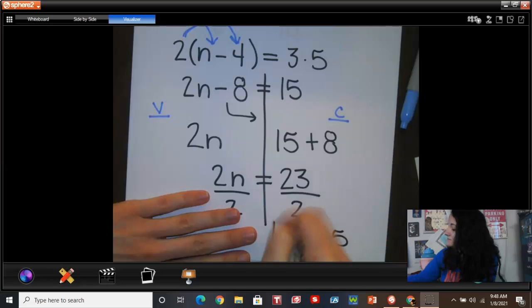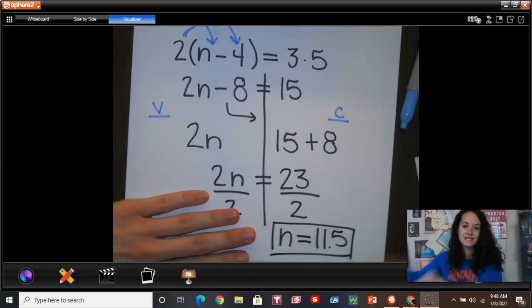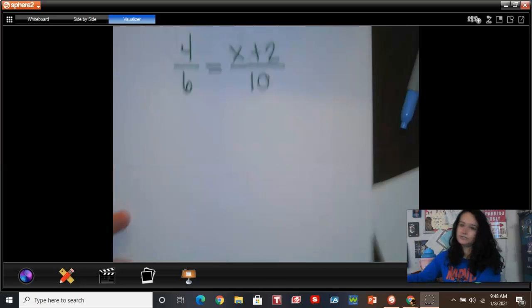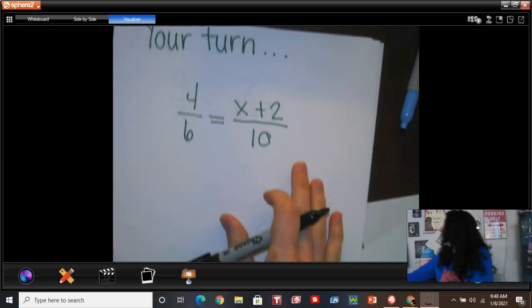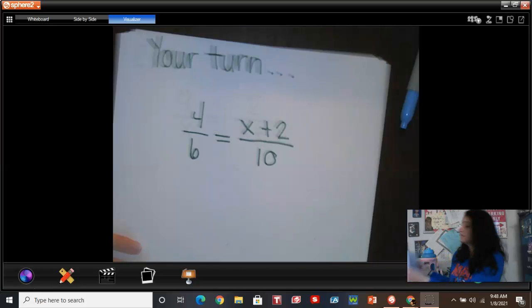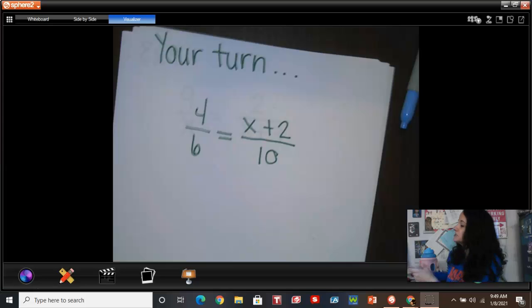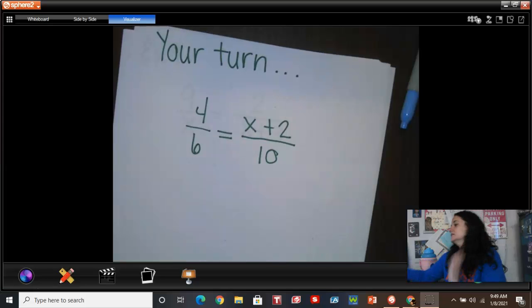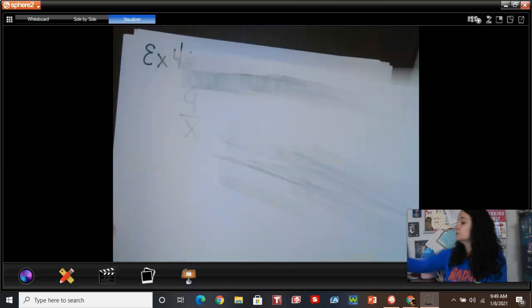And again, now it is your turn to solve one with an expression. So we have 4 over 6 equals x plus 2 over 10. Okay, let's keep going. And again, that would be on the Google form if you're doing the other one.